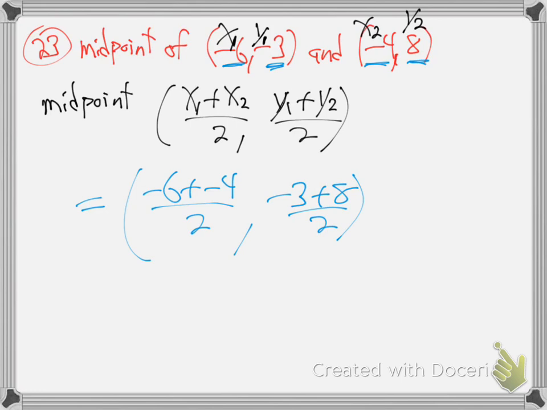Why are we doing that? Because that's the average. How do you find the middle? You add them and divide by 2, right? You take the average. How do you find the middle of two things? You average them. Add them and divide by 2.